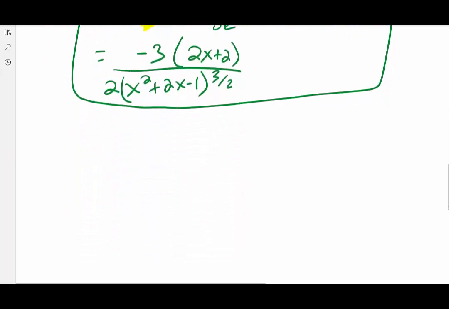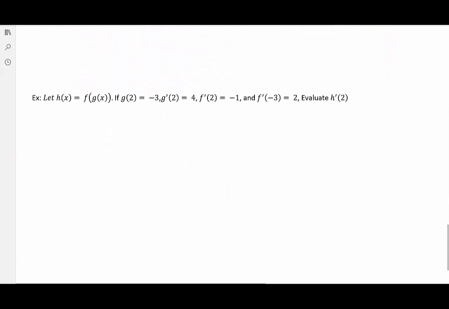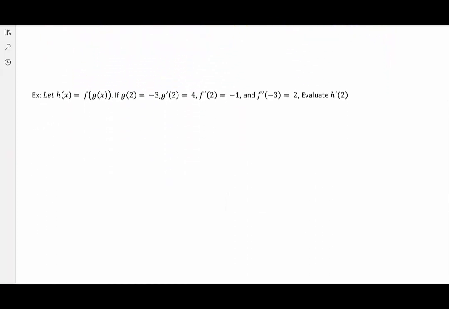Okay, one last quick little problem. So h of x is f of g of x. So if g of 2 equals negative 3, g prime of 2 equals 4, f prime of 2 equals negative 1, and f prime of negative 3 equals 2, they want us to calculate h prime of 2. All right, so with this one, this is more of an abstract type of problem, meaning there's not really a function for us to work with here.